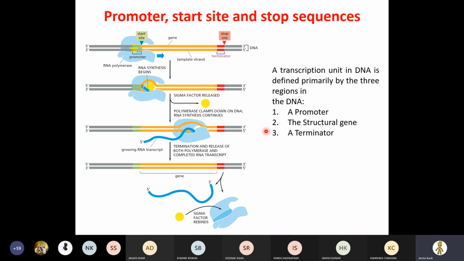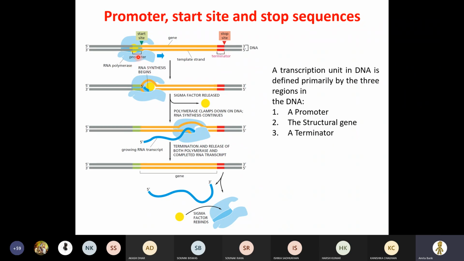So basically in transcription, the machinery involves three parts. The transcription unit, which is present in the DNA, has three regions. The first one is the promoter region, where the RNA synthesis starts. So it is like the start site, start region. Then the structural gene, which is getting copied and used as a template to form the RNA. At the end, we have a terminator where the transcription stops, the stop site. So basically start site, gene, and the stop site: promoter, the structural gene, and the terminator.